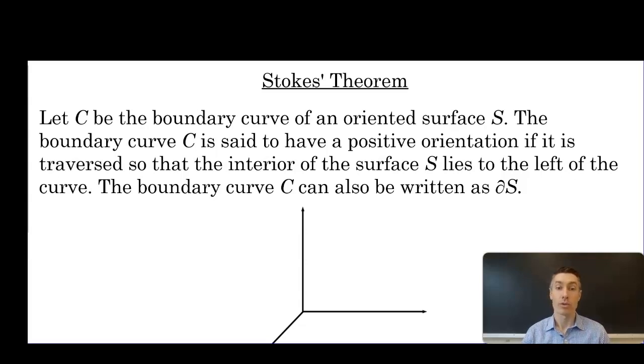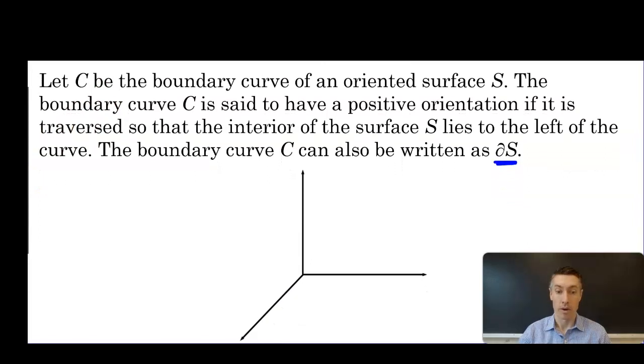So let C be the boundary curve of an oriented surface S. The boundary curve C is said to have a positive orientation if it is traversed so that the interior of the surface S lies to the left of the curve. The boundary curve C can also be expressed in terms of S with that partial notation as we see here. This is nice because it emphasizes the fact that the curve is the boundary of the surface and the ideas are connected. So let's draw a picture to get a sense of what this is describing for us.